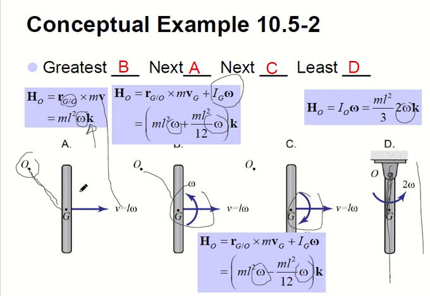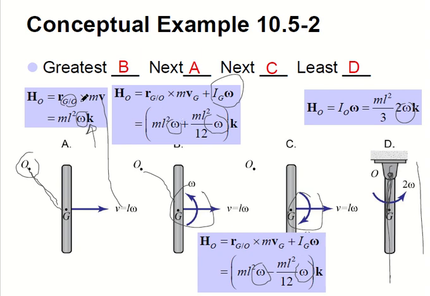A is second, and that's because you don't have rotation here. So it's similar to B, but the rotation is about the same point. You can take it that way, and then you also have translation here, but it doesn't have a rotation about that point. So it is going to contribute less than B, because rotation about the G point is not there, which is less than that.